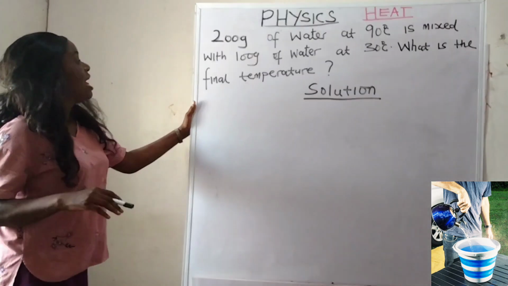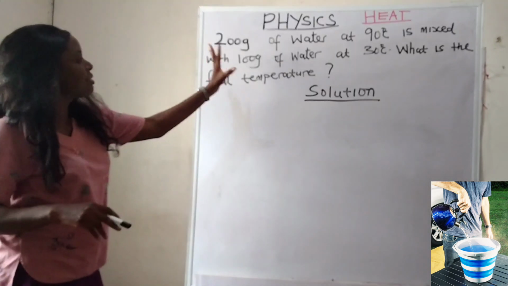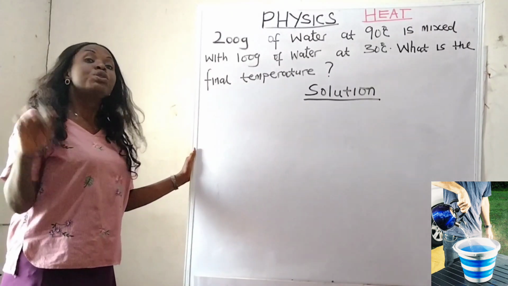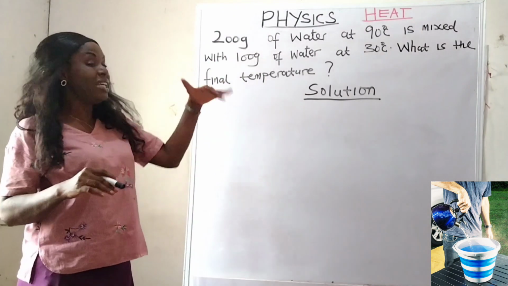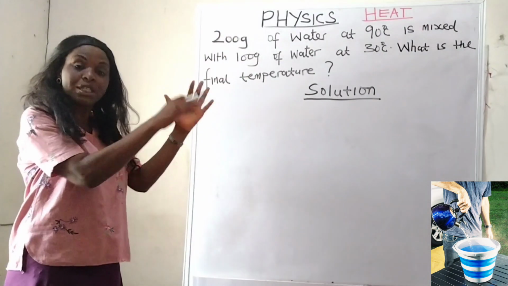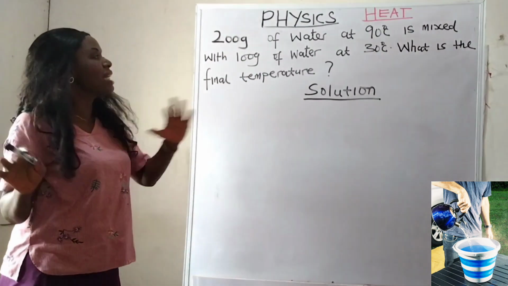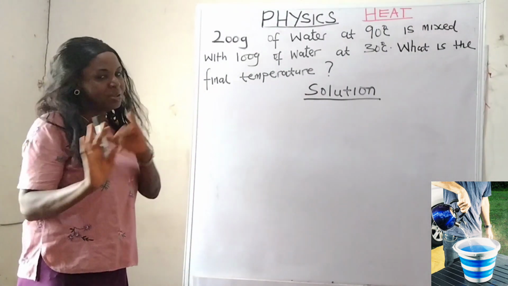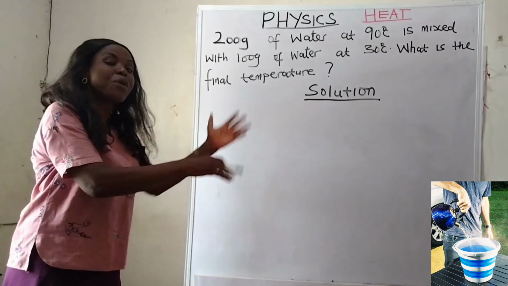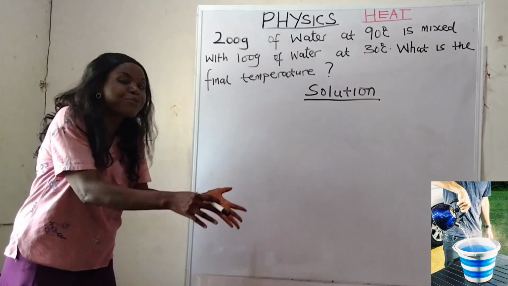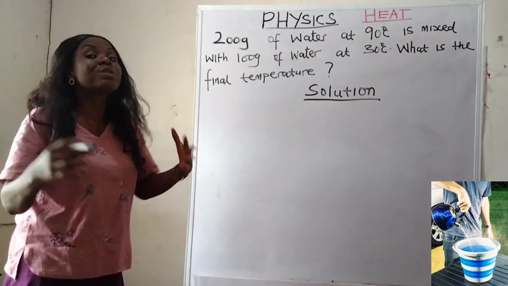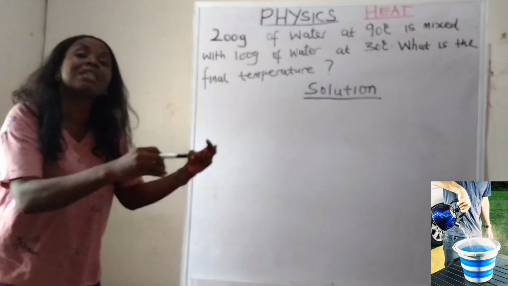If you understand this question on the board very well, you will understand that it agrees with the theory of the conservation of energy, of which heat is one. Heat is a form of energy, and energy can never be created nor destroyed, but it can be changed from one form to another. It can be transferred from one body to another.